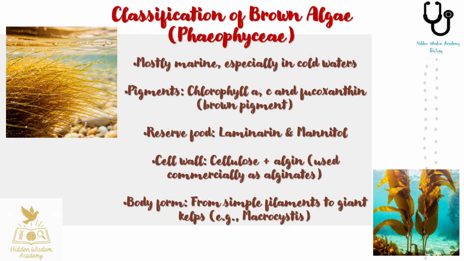Let's talk about classification of brown algae. Brown algae, also called Phaeophyceae, are mostly found in the sea, especially in cold waters. Their brown color comes from a pigment called fucoxanthin, along with chlorophyll A and C. They store food as laminarin and mannitol. Their cell wall has cellulose and algin, which is used to make alginate. Brown algae can be small filaments or grow very large, like Macrocystis, which can reach several meters in length.